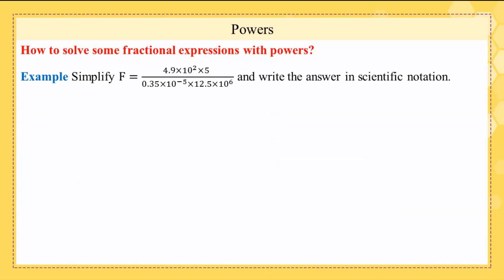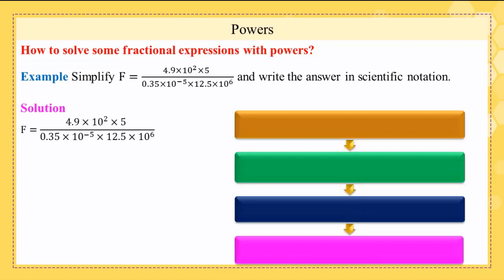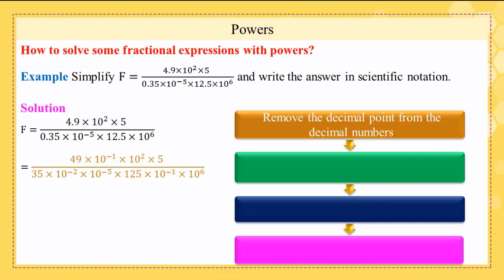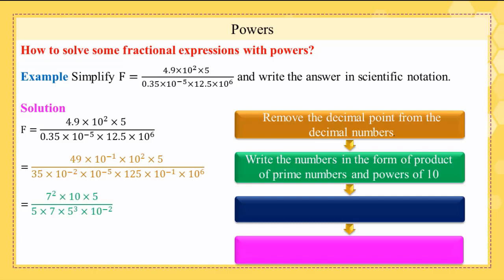This is an example. Simplify F and write the answer in scientific notation. Solution: here F has decimal numbers, so the first step is to remove the decimal points from the decimal numbers. We write 4.9 as 49 times 10 to the power minus 1, 0.35 as 35 times 10 to the power minus 2, also 12.5 as 125 times 10 to the power minus 1. Second step, write the numbers in the form of a product of prime numbers and the powers of 10. Thus, 49 is 7 square, 35 is 5 times 7, and 125 is 5 power 3.